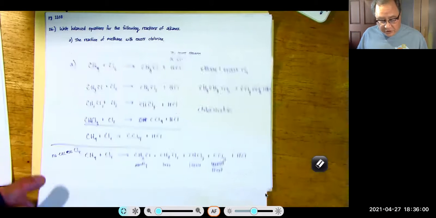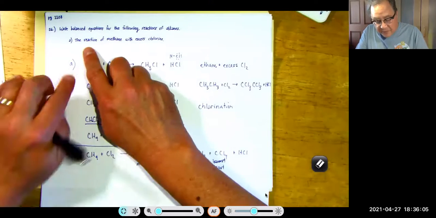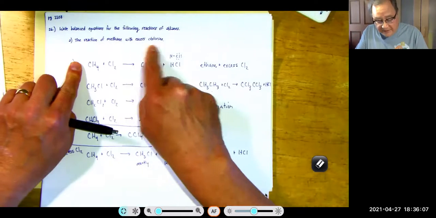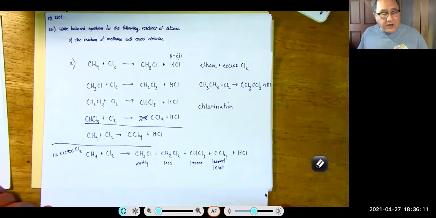Okay. So you can see why they asked this question, the reaction of methane with excess chlorine, because when there's excess chlorine, there can only be one outcome. All the hydrogen's gone.